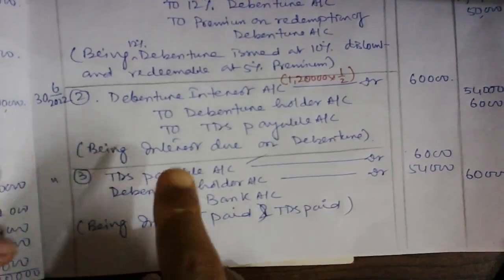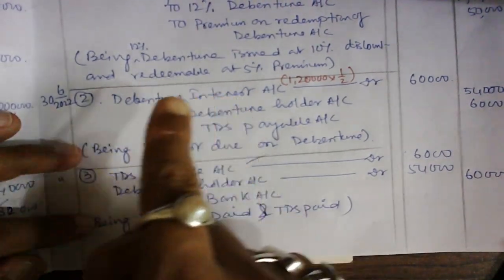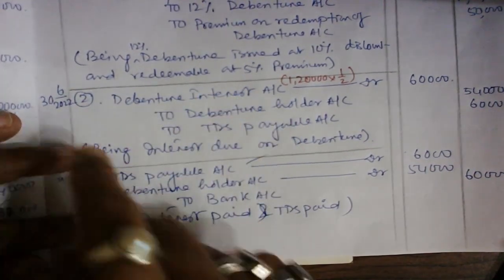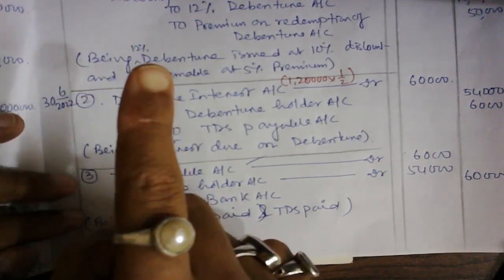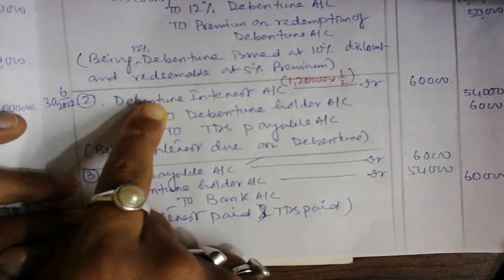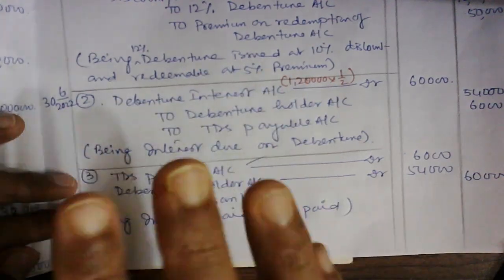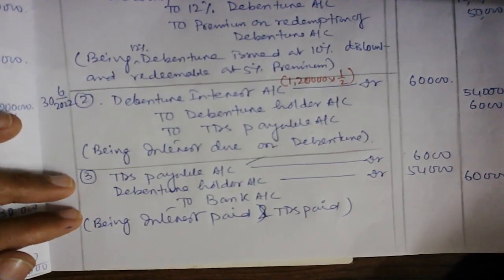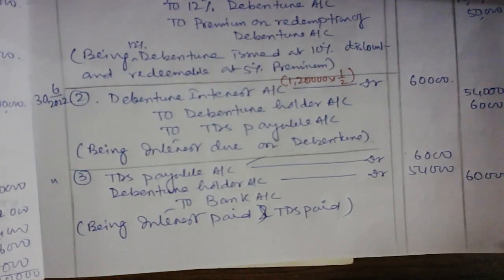Guys, one thing remember, these debenture interest we cannot transfer right now on 30th June because profit and loss is prepared only at the end of the financial year. So we have to transfer this debenture interest at the end of the financial year, not right now. ठीक है? So next क्या करना है next इसमें?